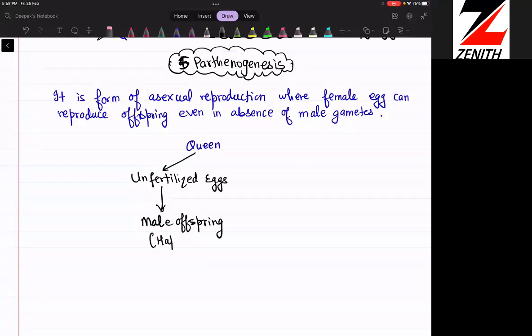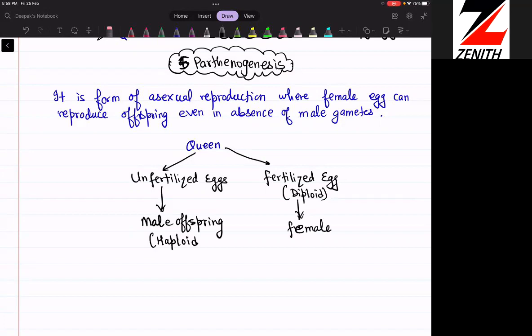This is haploid. And if the queen bee has mated with the male bee, then the egg will be your fertilized egg. This will be diploid. And here female will be produced. This female will be, most of them are workers. These are your drones. And one of them will again become a queen.